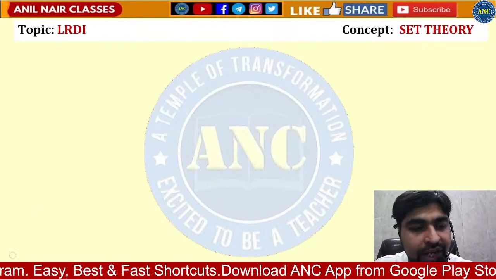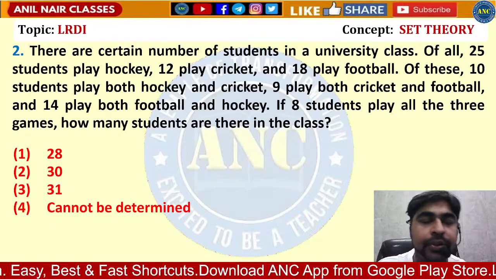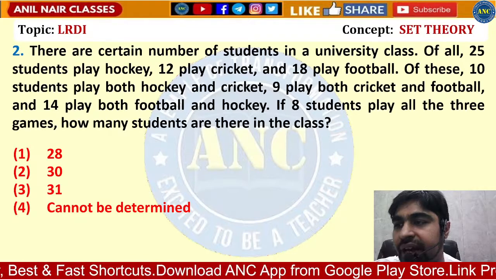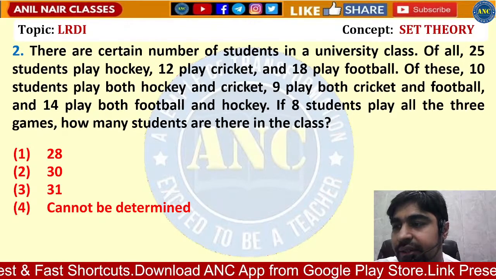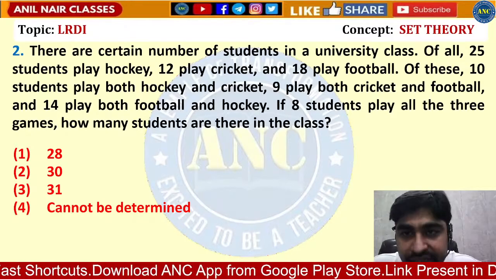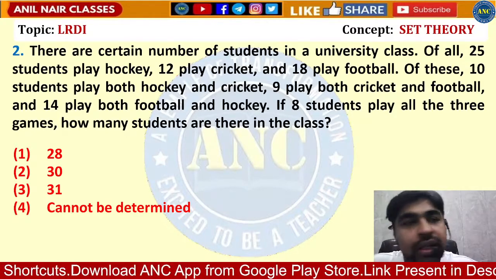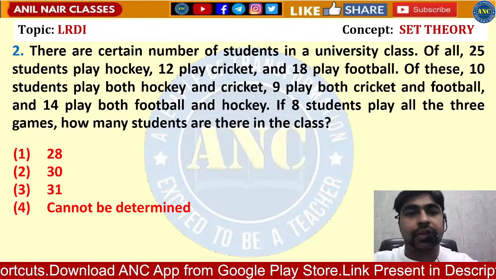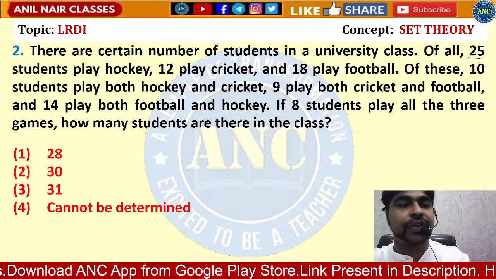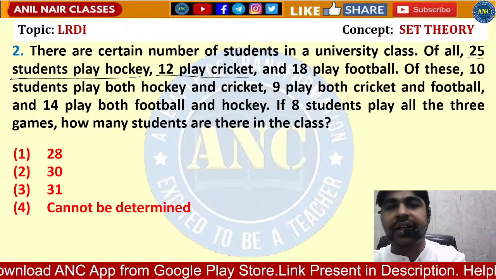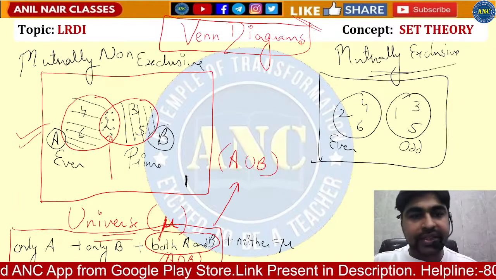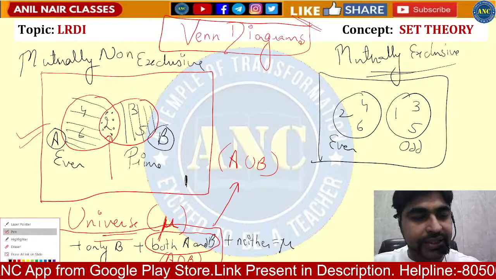I'll try to do one particular question and then we'll come back to three set problems also. We'll come back to three set problems after we have done at least a couple of questions. There are a certain number of students in a university class. Of all, 25 play hockey, 12 play cricket, and 18 play football. So this is a three set problem actually. Let's go back and discuss the three set problem first.